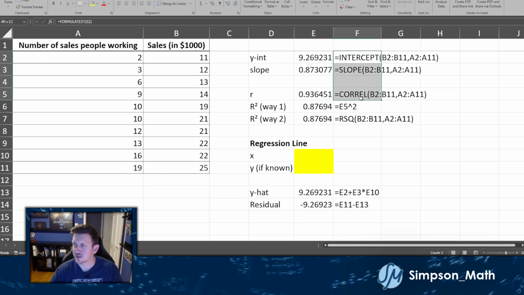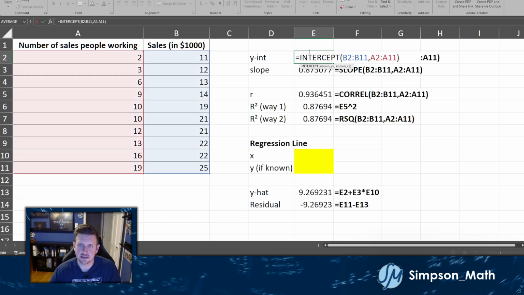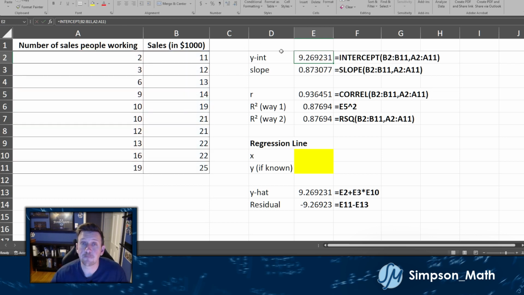So you should see over here, I have printed the functions so that way you can see what these are. Let me just bold them up so we can see them a little bit better. So this is the intercept, but you can see what those are. Okay, so for my y-intercept, if I double click on this, notice it's the intercept of my known y's. The tooltip says it wants known y's, comma, known x's. It does want the y's first.